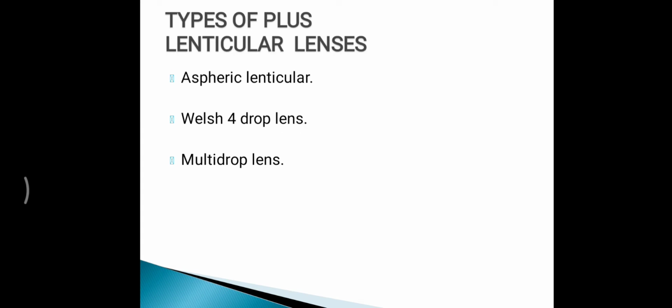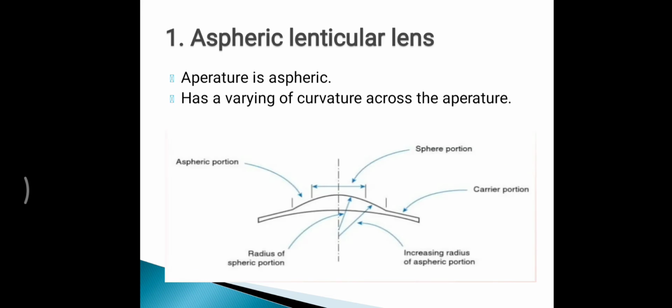If you see plus lenticular lenses, again they are divided into three parts. One is called aspheric lenticular, one is called Welsh four-drop lens, and the last one is the multi-drop lens. Let's see one by one. Aspheric lenticular lenses: the aperture is aspheric and has a varying curvature across the aperture. You can see here the center portion is sphere. You can see this one is aspheric, and this side portion is the carrier portion. You can see it in the diagram.